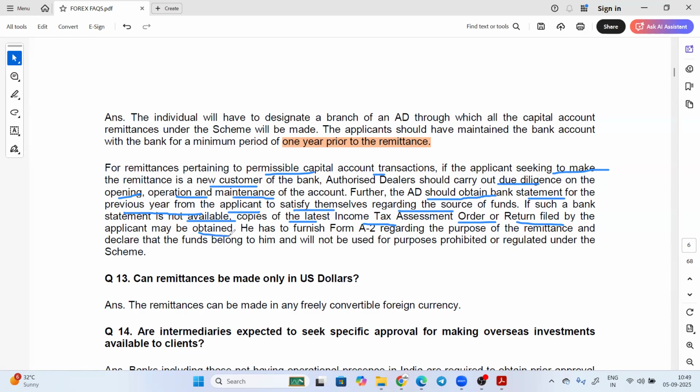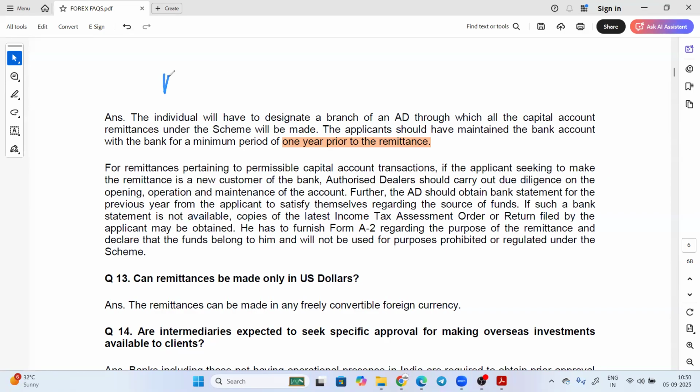applicant. And he has to furnish Form A2 regarding the purpose of remittance and declare that the funds belong to him and will not be used for purposes prohibited or regulated under the scheme. Okay, so these are the things that you have to comply with in practical banking also.